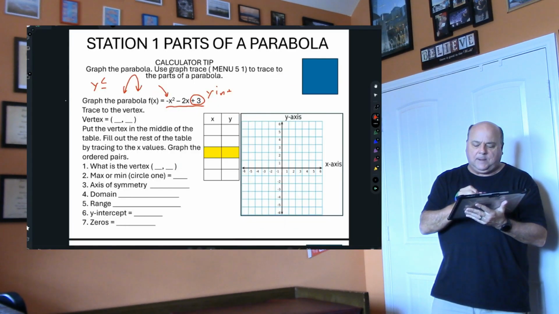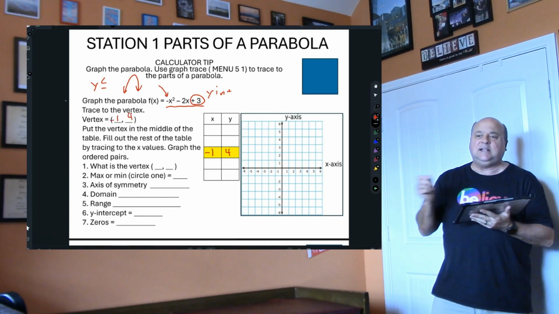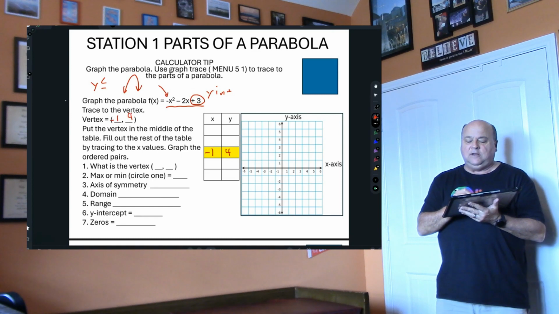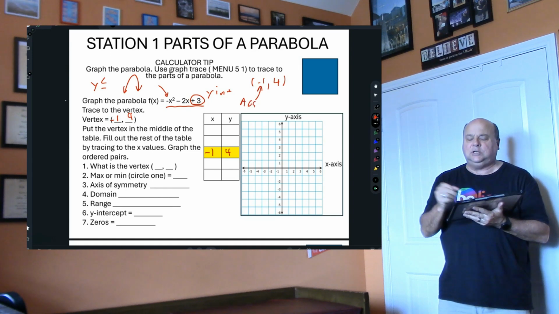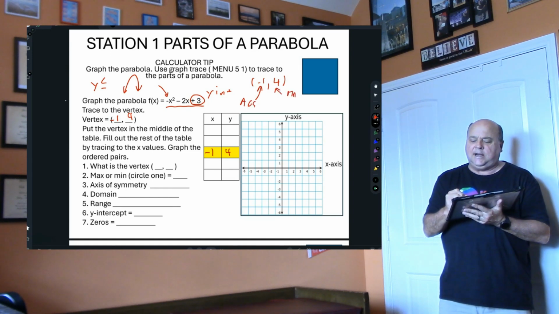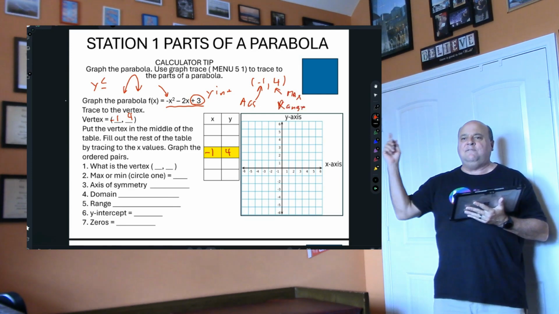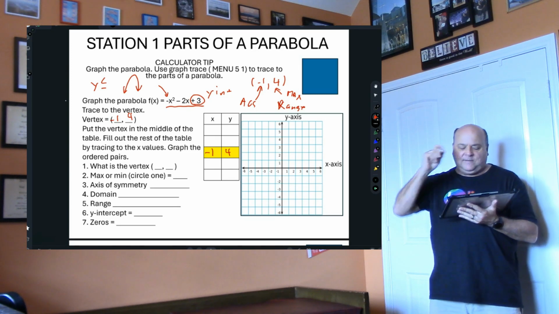So I'm going to go to my paper, and I'm going to put (-1, 4) here. And remember, that's a max. That negative 1 is going to be our axis of symmetry. And this 4 is not only a max, but it also goes to the range, doesn't it? That vertex tells you automatically that stuff.